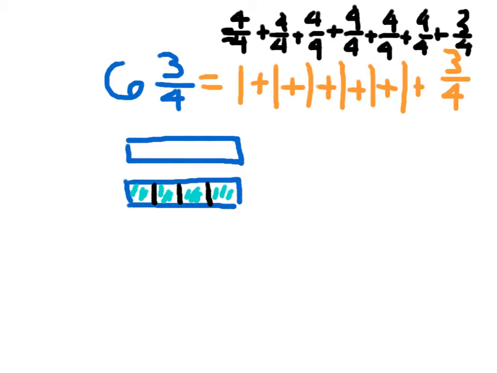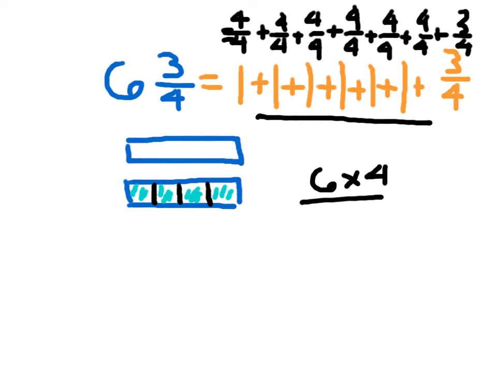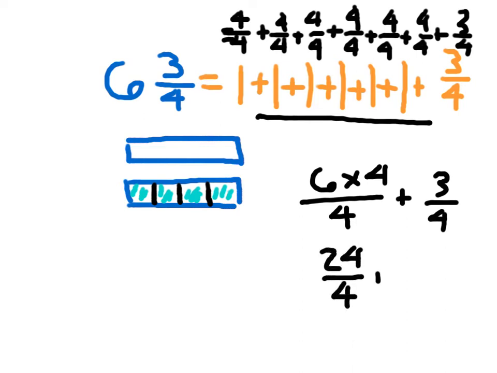How many did we have of these wholes? 6 of them. So 6 wholes is 6 times 4 fourths. And then we remember to add in our fractional part there. 6 times 4 is 24. 24 fourths plus 3/4, which does equal 27 fourths. So 6 3/4 as an improper fraction is 27 fourths.